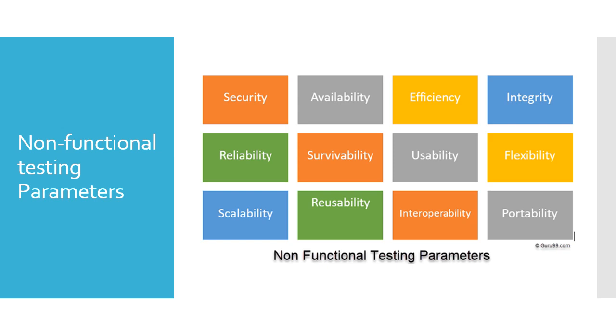In non-functional testing, there are 12 kinds of parameters. There is security, availability, efficiency, integrity, reliability, survivability, usability, flexibility, scalability, reusability, interoperability, and portability.